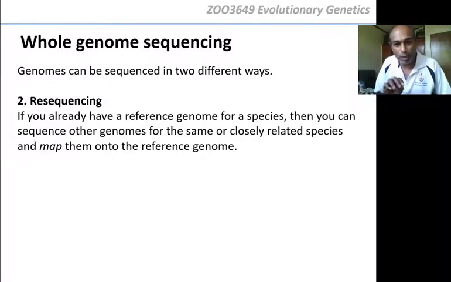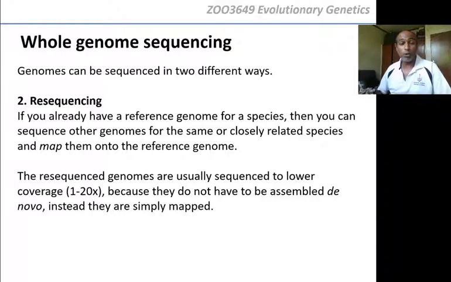Okay? You just sequence a very little. It doesn't have to be a high coverage. Okay? And then you map it onto the reference because you already have a reference. You're not doing it de novo. And so you can sequence to lower coverage, between 1 and 20x. Around 16x is about the limit for where you can call heterozygote sites. So if you look at heterozygosity in your whole genome, the coverage of the genome has to be at least 16x, okay? Because Illumina makes a lot of mistakes.